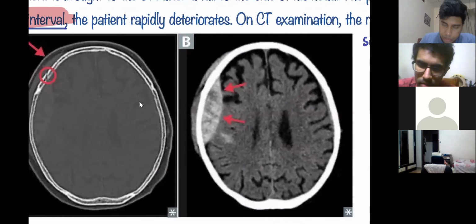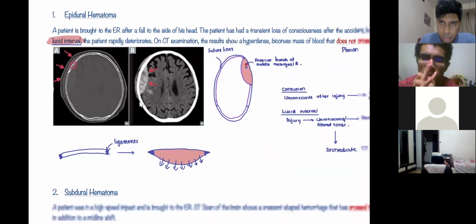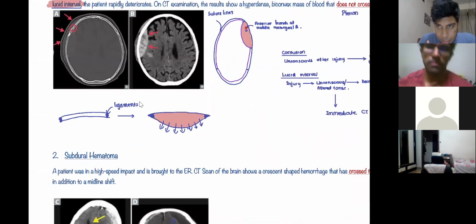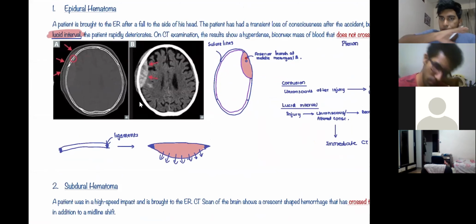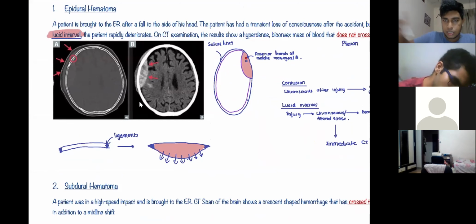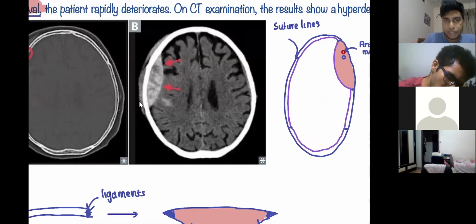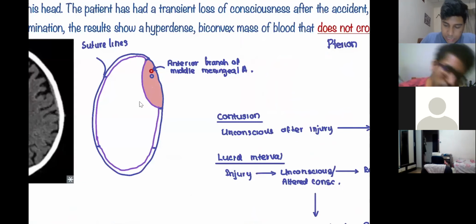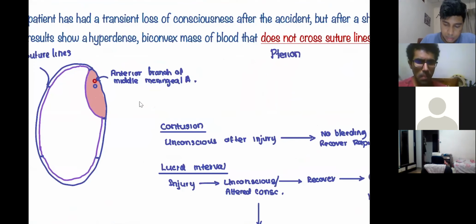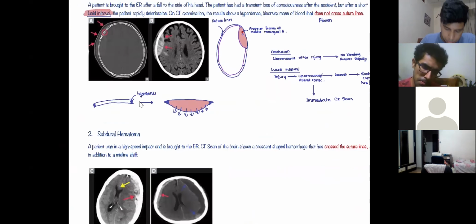So the two things you need to know when you get a patient for this: first, you check for the lucid interval, as the patient is rapidly deteriorating. Second, in the CT scan, you might see this. You will definitely see this if you get a question. The important thing is they do not cross suture lines.